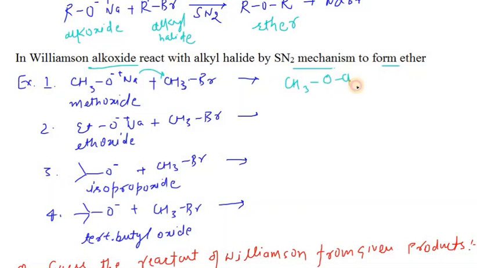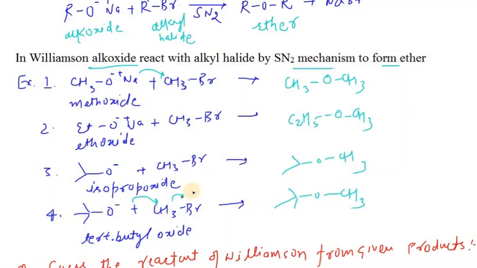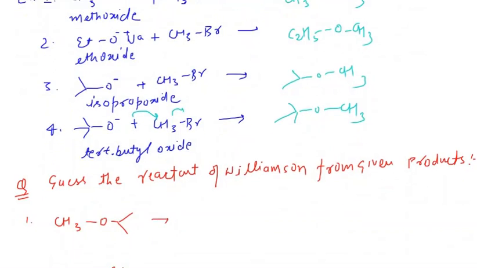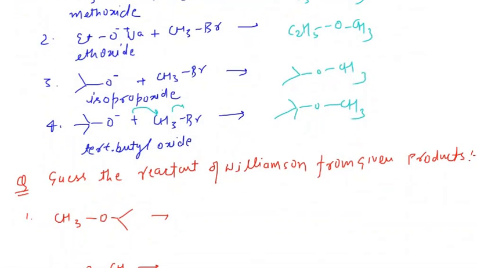So it is OCH3, ethoxide C2H5, and this type of ether will be there. Isopropoxide OCH3, tertiary butyl oxide, again SN2 mechanism, it will form CH3. So all are going to replace bromine because there is no hindrance in forming by SN2 mechanism, because it is methyl, easily accessible to SN2 reaction.